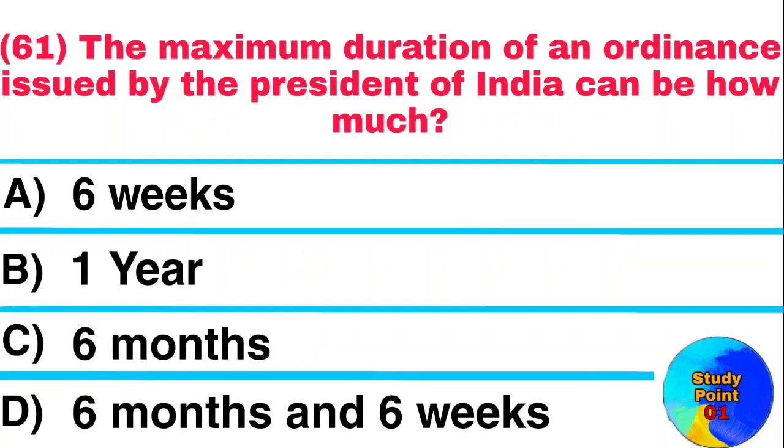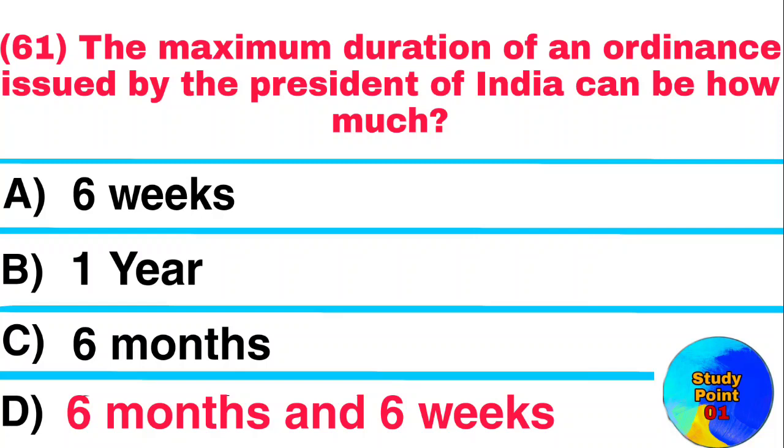Question. The maximum duration of an ordinance issued by the President of India can be how much? A. 6 weeks. B. 1 year. C. 6 months. D. 6 months and 6 weeks. Answer. 6 months and 6 weeks.